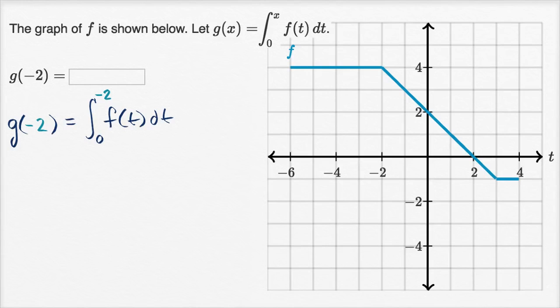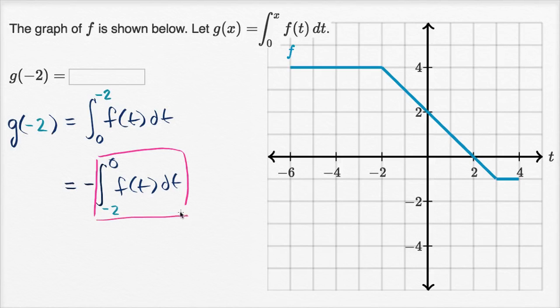And so when you swap the bounds, this is going to be equal to negative definite integral from negative 2 to 0 of f of t dt. And now what we have right over here, what I'm squaring off in magenta, this is the area under the curve f between negative 2 and 0. So that is this area right over here that we care about. Now, what is that going to be?